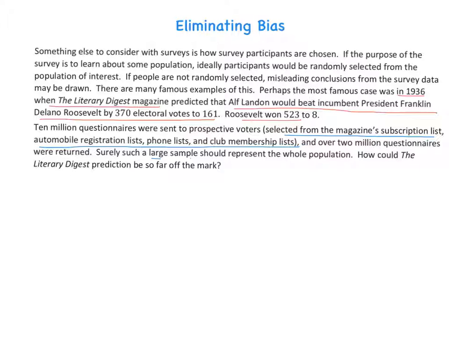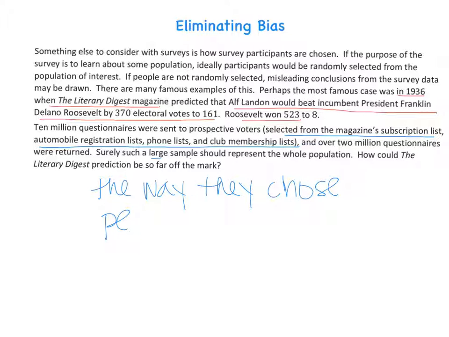So what's the problem here? Maybe the people on these lists tended to vote a certain way or were affiliated with a certain political party. They really should have been more random in how they selected the people. So the problem is the way they chose people. Maybe these lists themselves were biased. If you're getting all of your people from the same types of groups, that can end up being a problem.